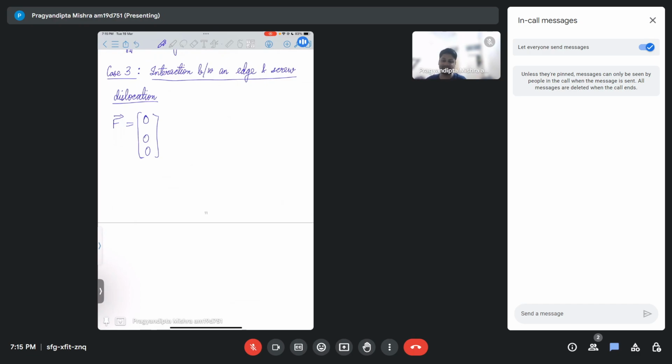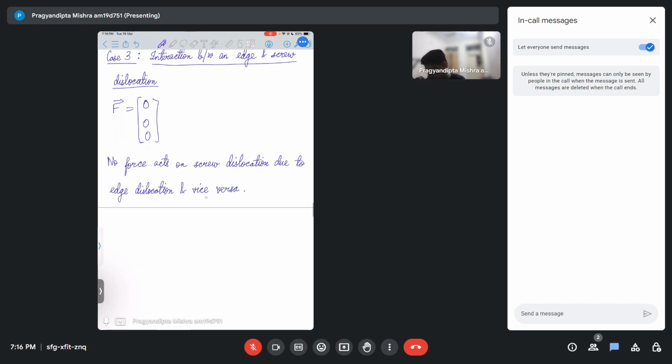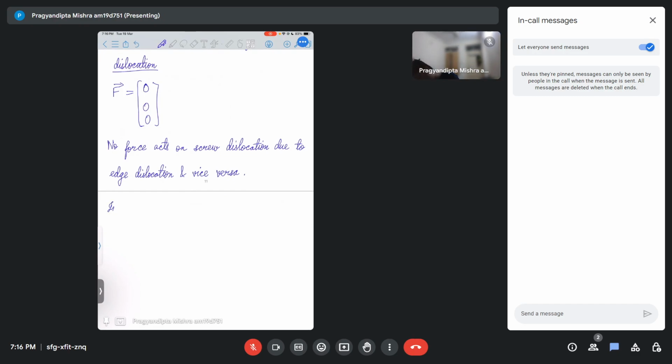So next, let's move on to image force, the concept of image force. Actually, let me write this down before I move on. No force acts on screw dislocation due to edge dislocation and vice versa. Okay. So now let's talk about image force.